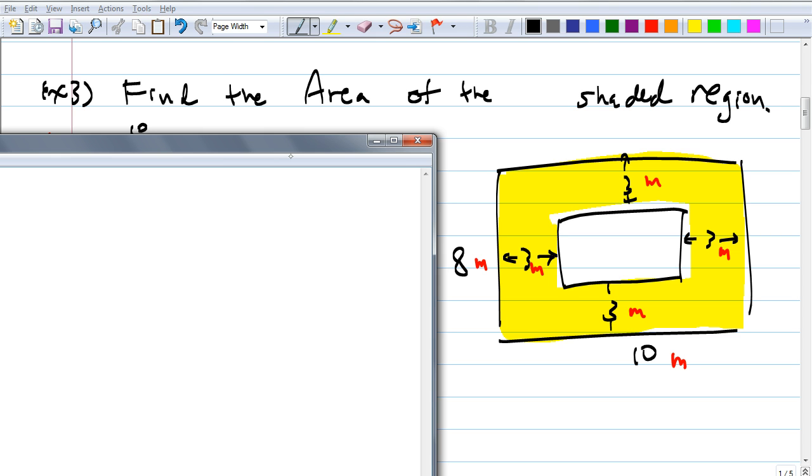So how would you find this area? Anybody have an idea? How am I going to figure this out? Because it's not a rectangle. I don't know a formula for the area of a frame. How do you figure this out?